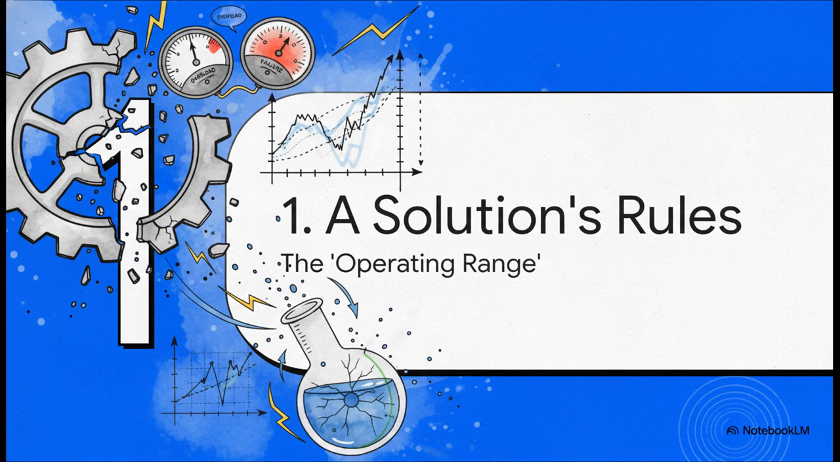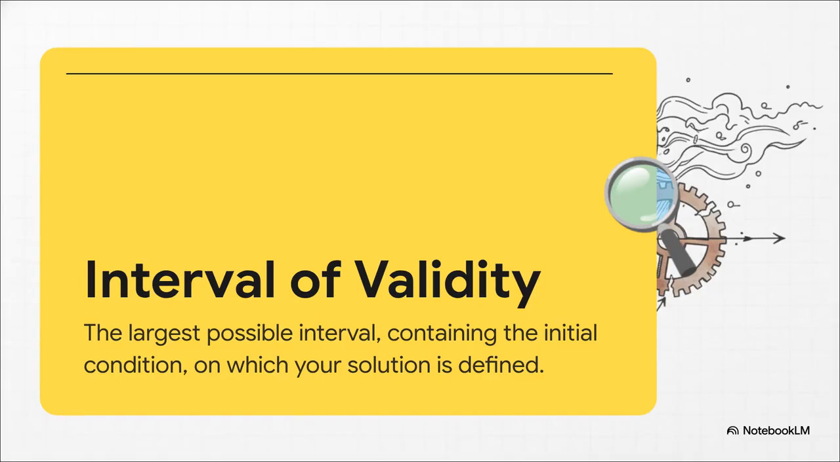Think of it like this. Your solution has an operating range, just like a fancy piece of equipment. It only works under certain conditions. If you go outside that range, the solution breaks down. It's no longer valid. All right, so here's the official definition.